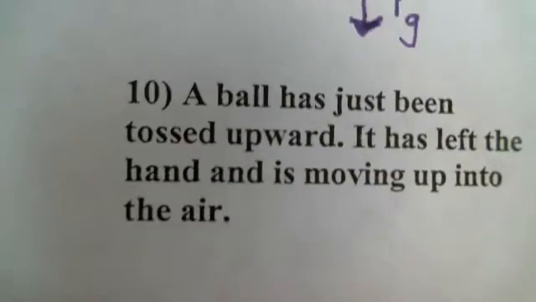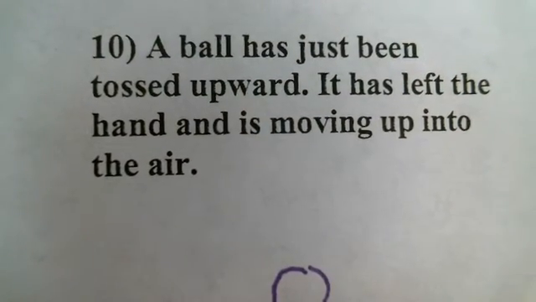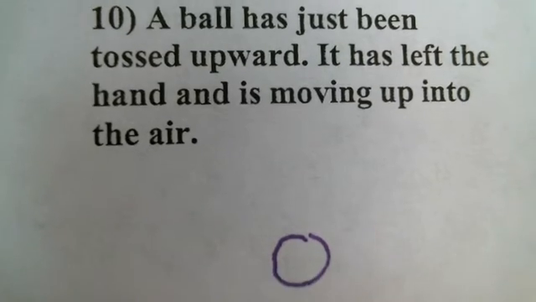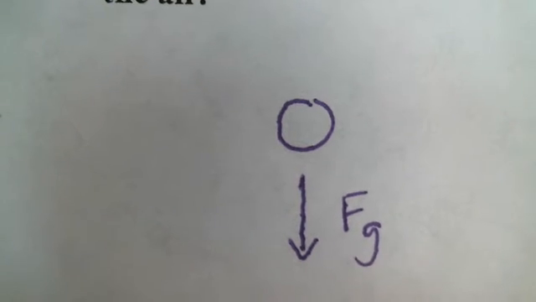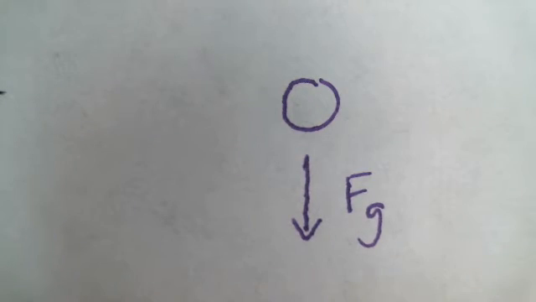Number 10, going down. A ball has just been tossed upward. It has left the hand, and it's moving up into the air. There's only one force acting on it at this time. The hand is no longer touching the ball, so it is not exerting a force on it. The force of gravity hasn't stopped, though, and so we still draw that. And I'm going to draw the arrow the same length as I did before, because the force of gravity has not changed. That's the only force acting on the ball.